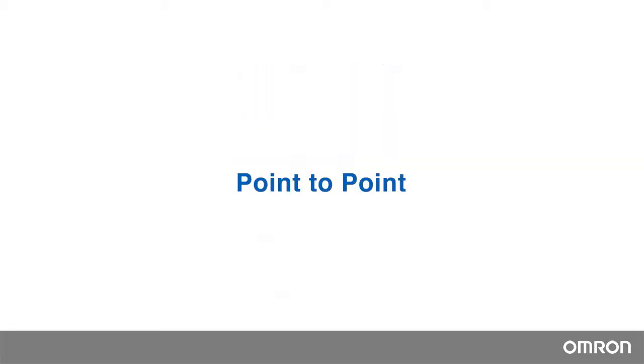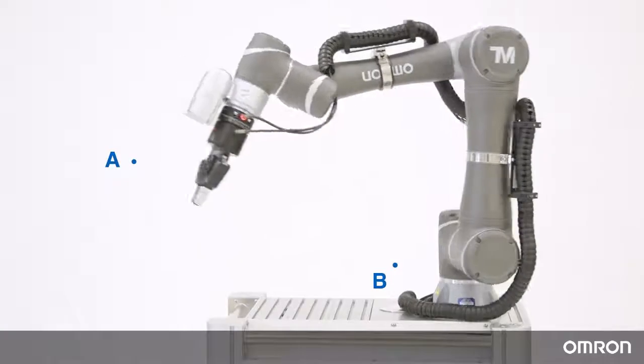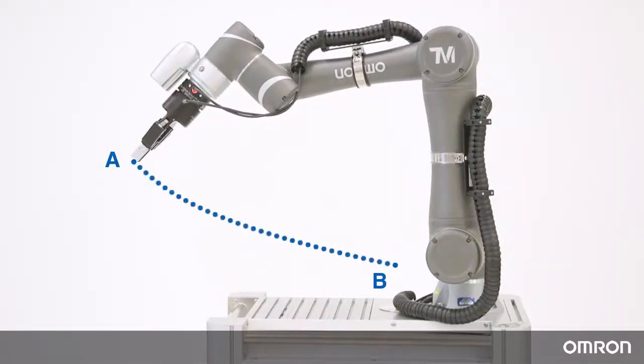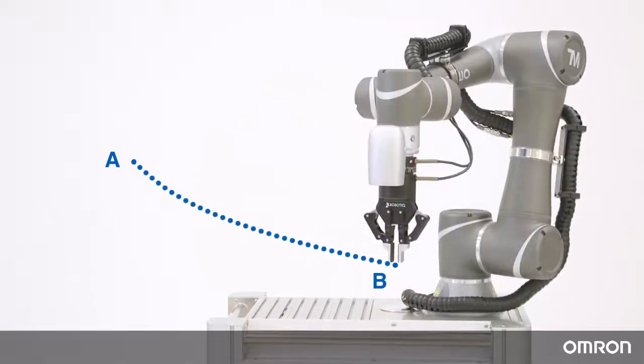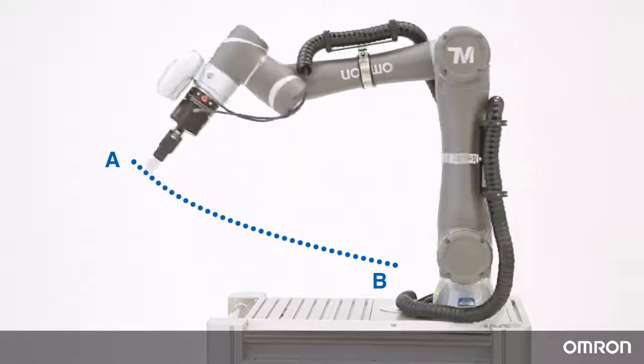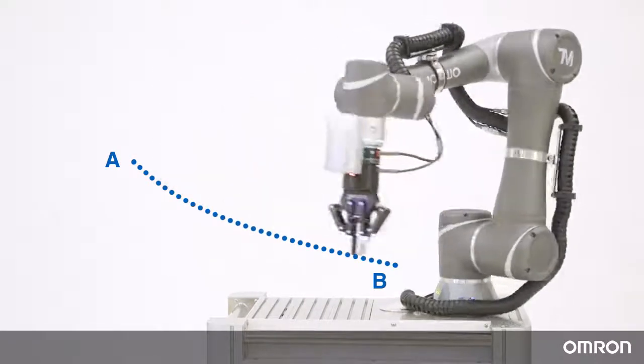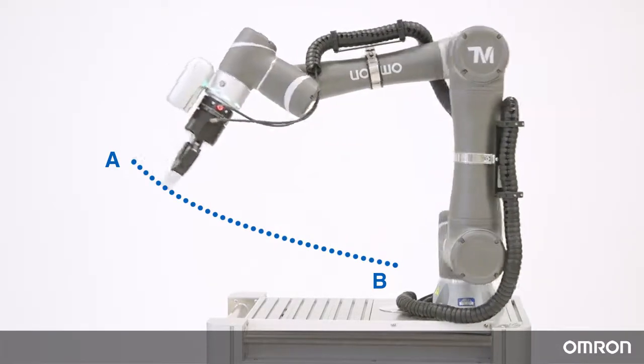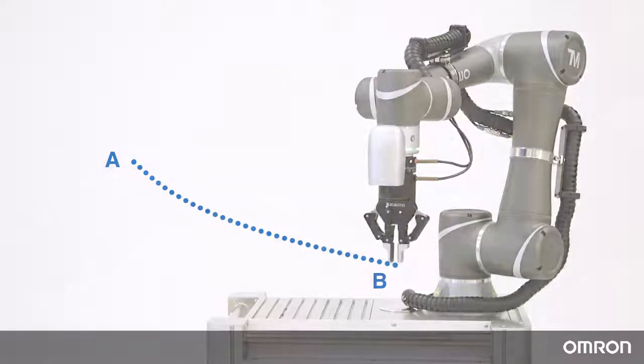First, let's dive into point-to-point motion. Point-to-point is the fastest way to get from point A to point B, meaning that you cannot designate the actual path the cobot will take. It is best to use point-to-point if there is no danger of colliding with objects that are within the path from point A to point B.